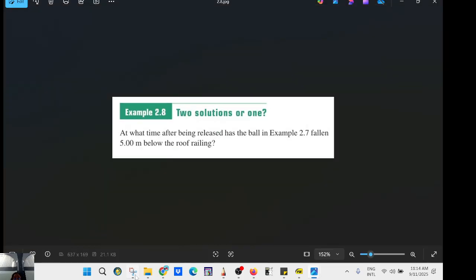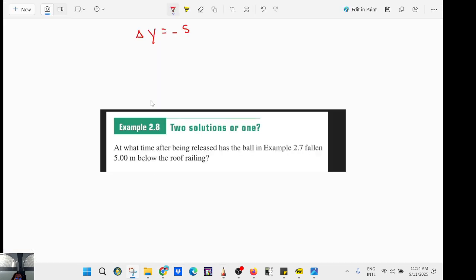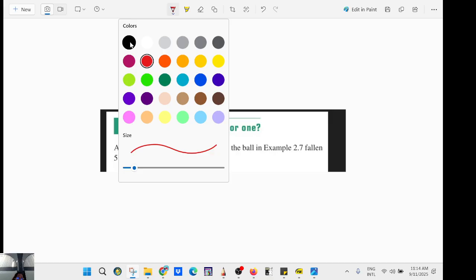Okay, so now I lost my picture here. We are at -5. We are below the railing. We are somewhere here, right? -5. We are here. -5. Okay, so can you do it? So first of all, you put everything we know. Delta y is -5, check. Acceleration is always -10, check. Initial velocity is 15, up, check. 1, 2, 3, I'm good to go.